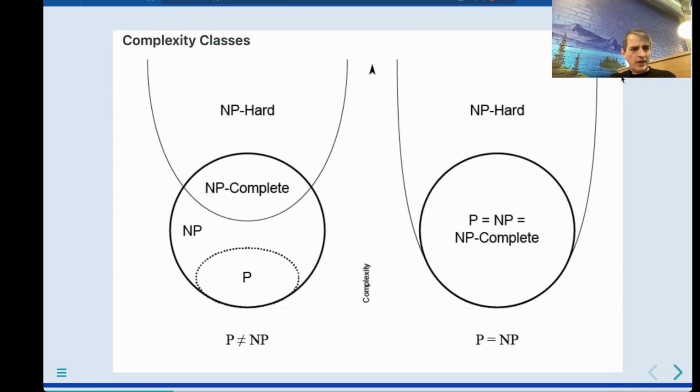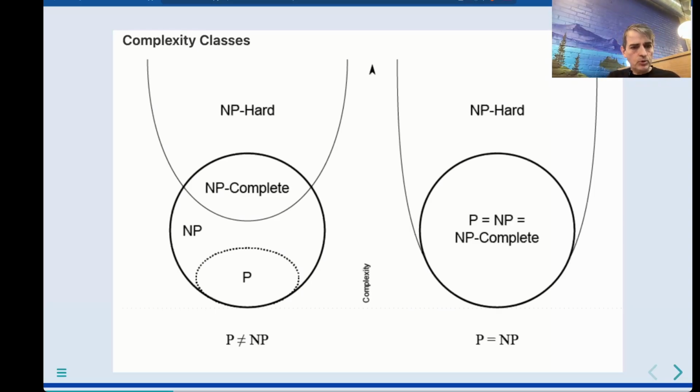So that's the background. What we find when we look at all of these types of problems is that we get some classes, and I've shown you 2 possibilities here, the left and the right possibility. And these classes are known by initials, so P, NP, or NP hard, NP complete, etc.